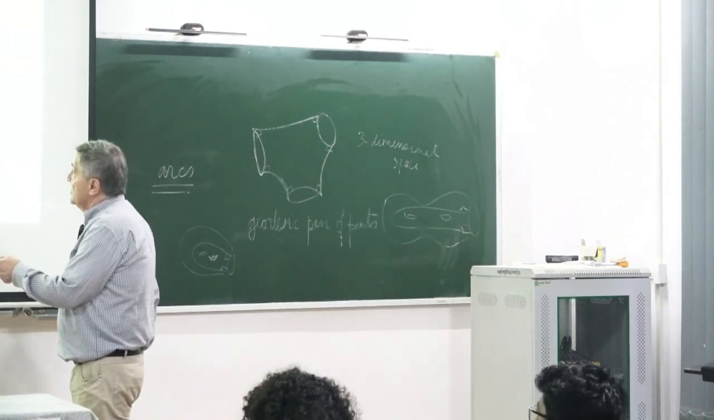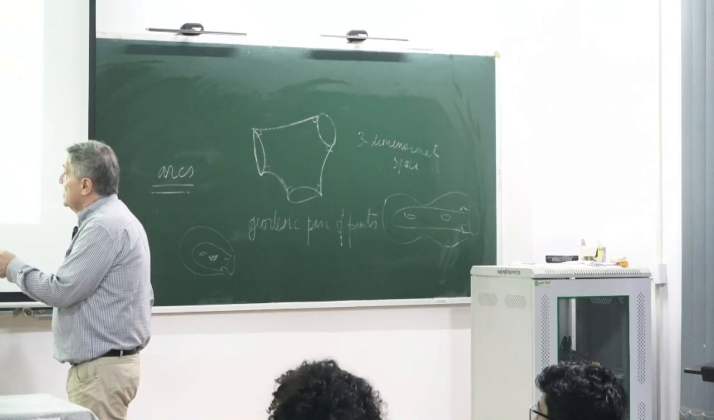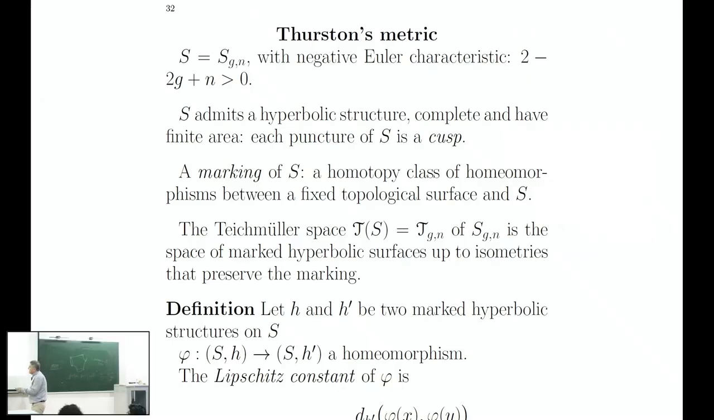But here is S_{g,n}, let's say n is the number of punctures. We said that such a surface admits a hyperbolic structure. In fact, the Euler characteristic must be negative. So I am excluding the sphere and the torus.